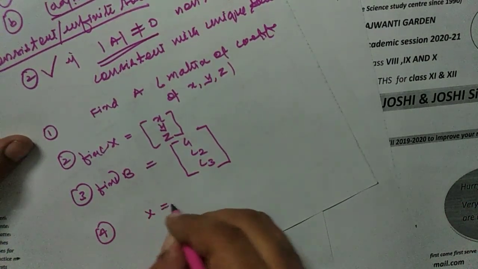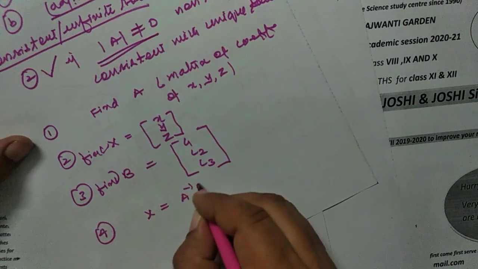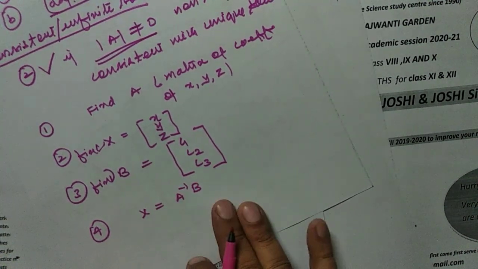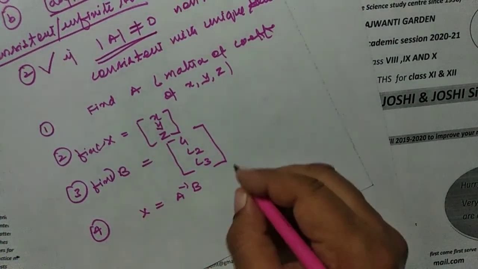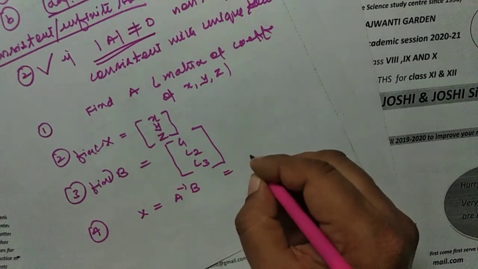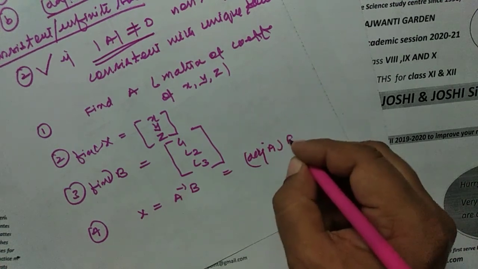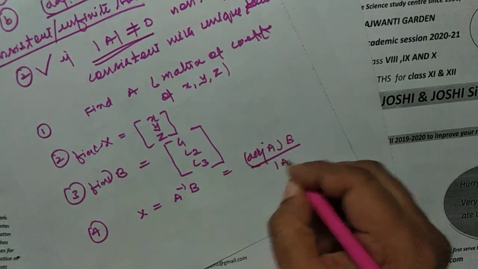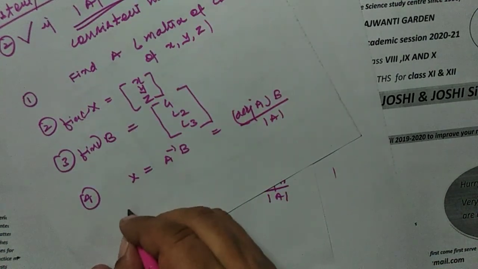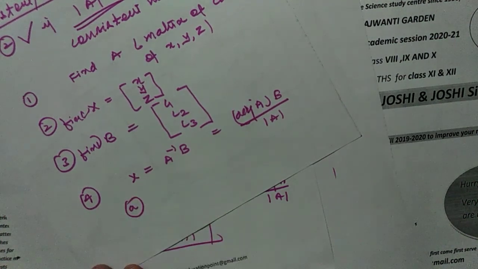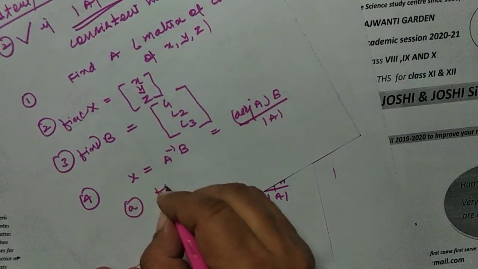Fourth one, X will be equal to A inverse into B. X is A inverse into B. So now how to find it? It is equal to adjoint of A into B divided by determinant of A. So to find it, what are the steps? Step number A. First of all, find determinant of A.